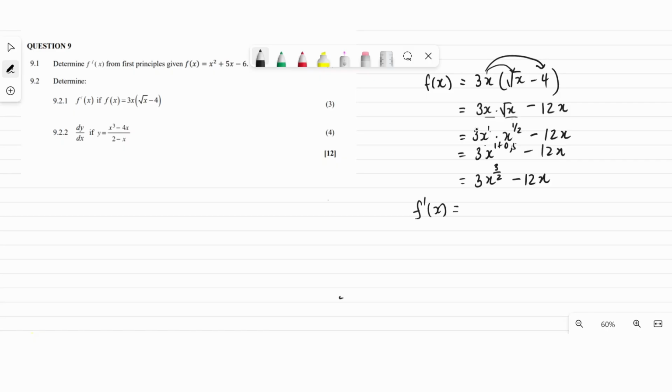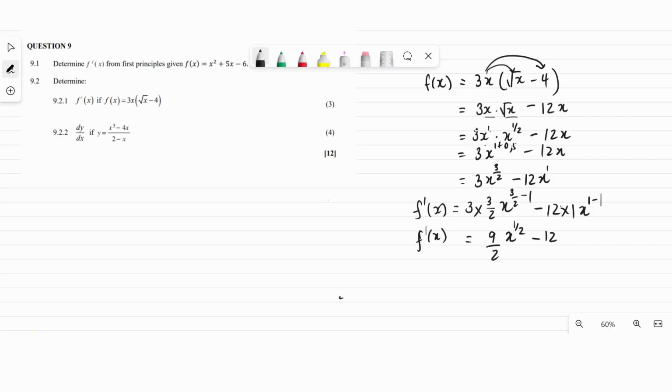take this 3 over 2 to the front, so it's going to be 3 multiplied by 3 over 2x. Then this exponent is going to be 3 over 2 subtracted by 1. Then take this, which is the same as being 1, so we say minus 12, take the 1 to the front, so it's multiplied by 1. Then this is going to be x to the power 1 minus 1. Then when we simplify this, f prime is equal to 9 over 2, then x to the power 1 over 2 minus 12.